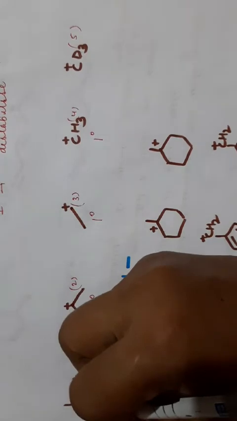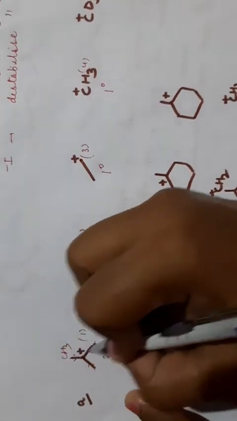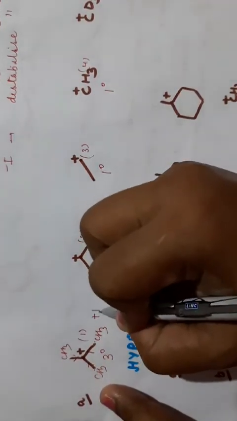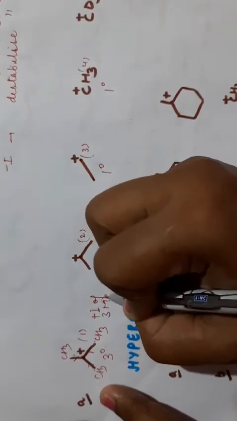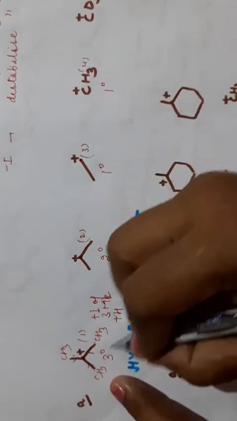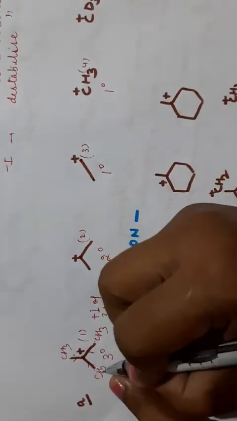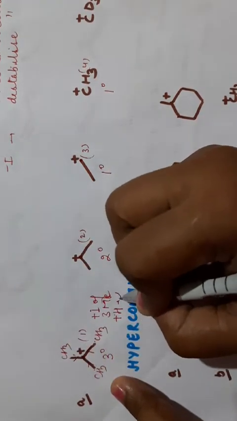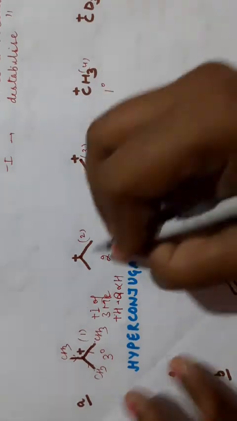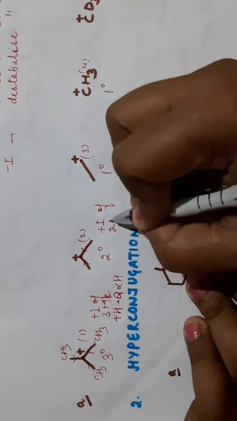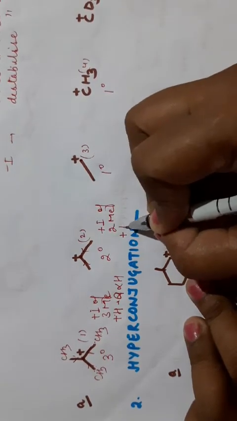See, plus I effect will be maximum in this case. These are 3 CH3 groups. These 3 CH3 groups will have plus I effect of 3 methyl groups, as well as hyperconjugation, plus H effect, is also there. How many hyperconjugative structures, how many alpha hydrogen are there? 3 plus 3 plus 3. So 9 alpha hydrogen are there. Clear?